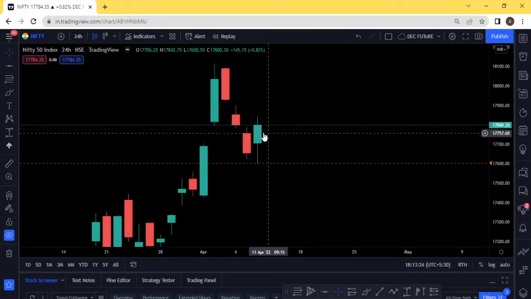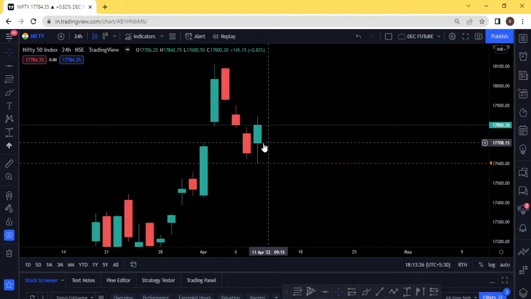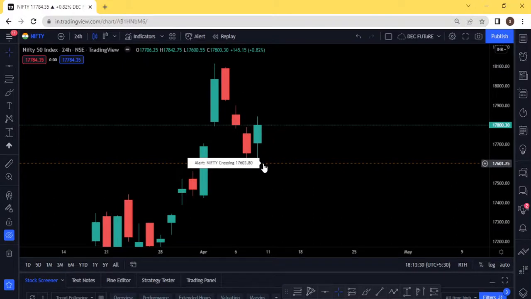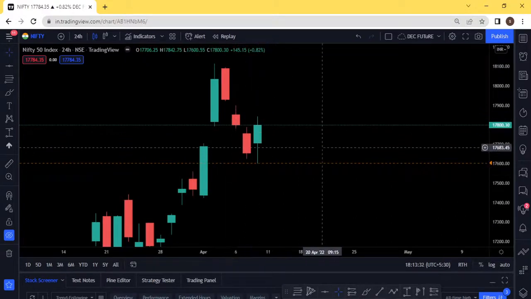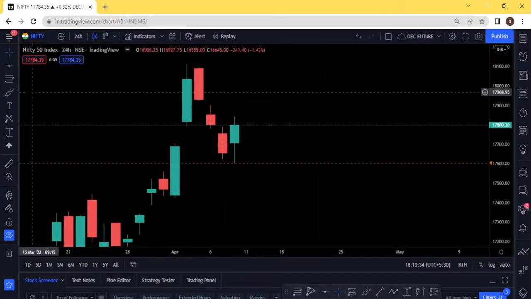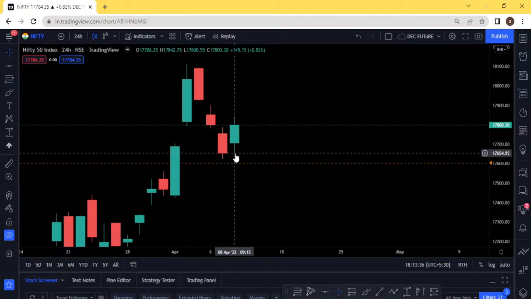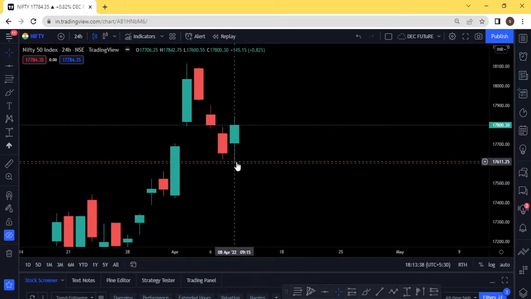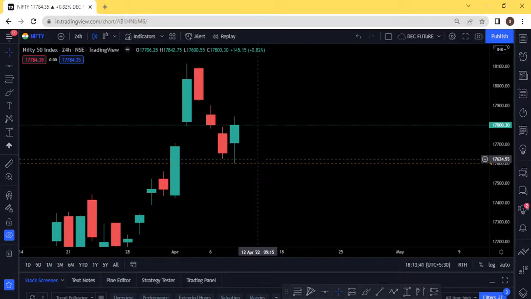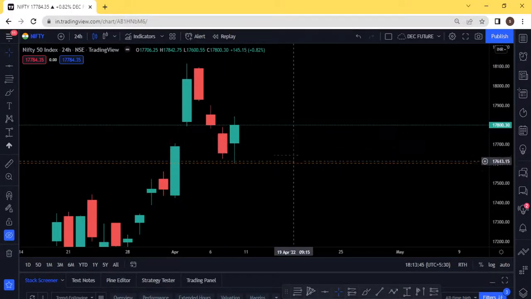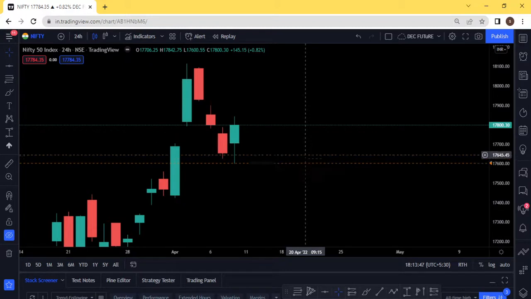Now if you see here, the price which opened at say around 17,700 went down to a level of 17,600 and rose back again, right? So I am going to consider this level around 17,650 to 17,600, this 50 points as a demand zone for me in the coming days. So if tomorrow price comes into this zone, I will be looking forward to buying it.